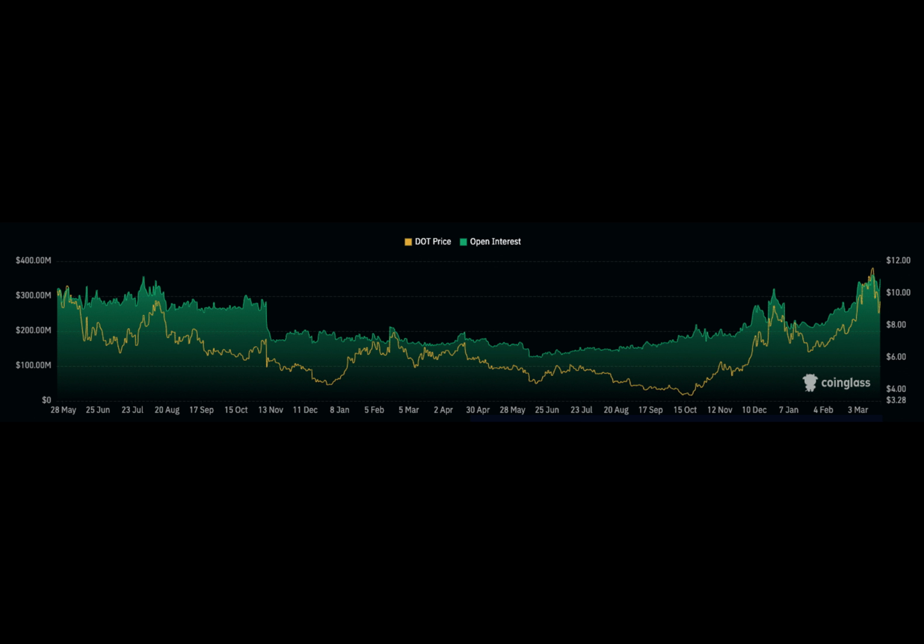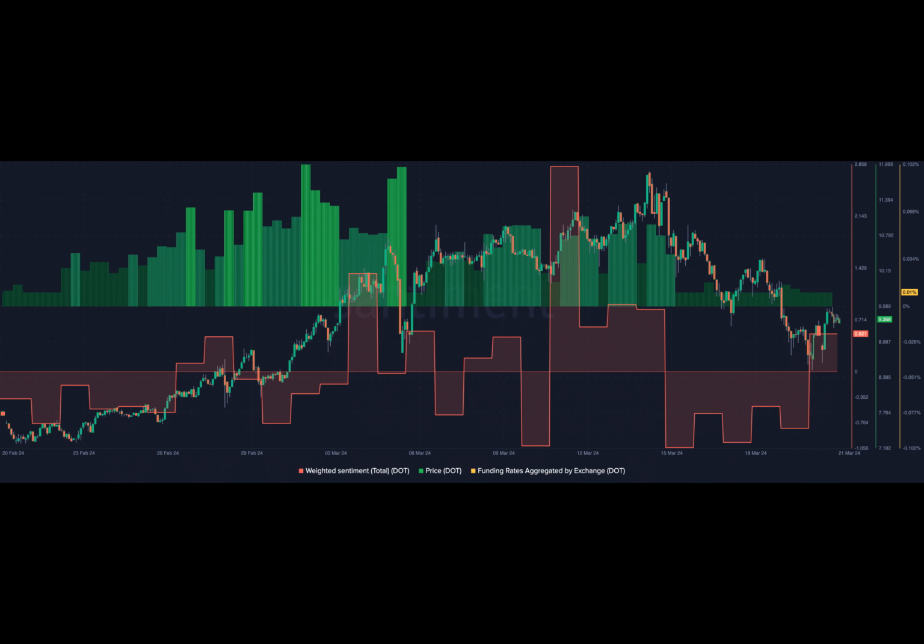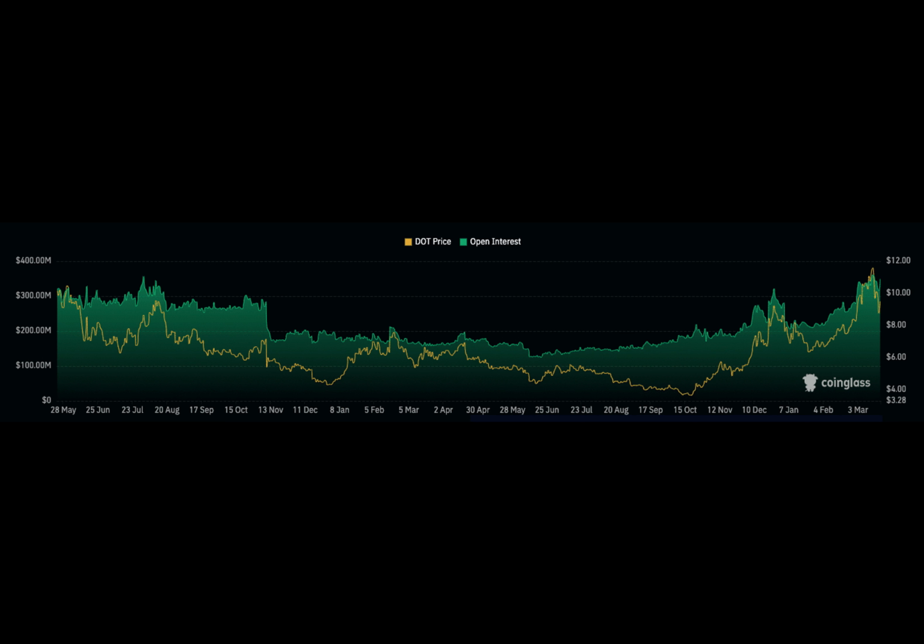Despite the price recovery, DOT's funding rate is still positive, meaning the perp price is trading at a premium. However, the funding rate has decreased compared to the reading on the 19th. This could indicate that longs are getting aggressive, but they're not being rewarded for it, which could lead to a bearish move.